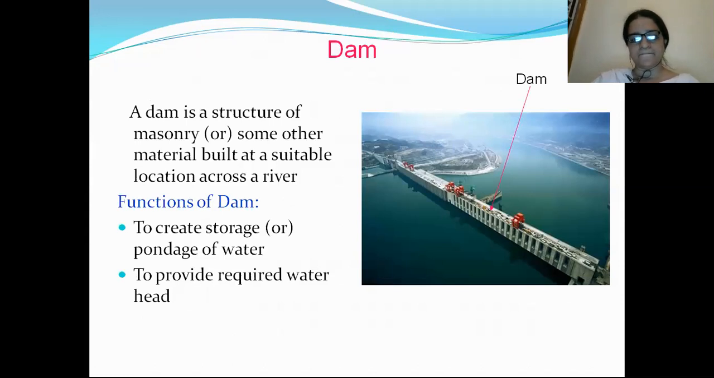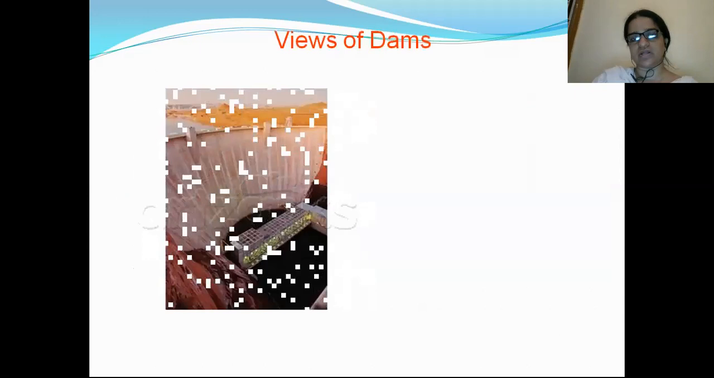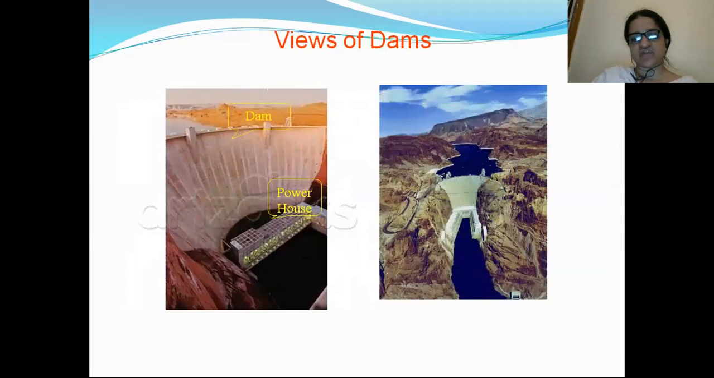A dam is used for storing the water. It provides the required water head, to increase the height of the water, because the height of the water is what matters. If you pass water from a height, the potential energy of that water turns into kinetic energy, and the blades of the turbine will start rotating. What are the views of a dam? We will see.